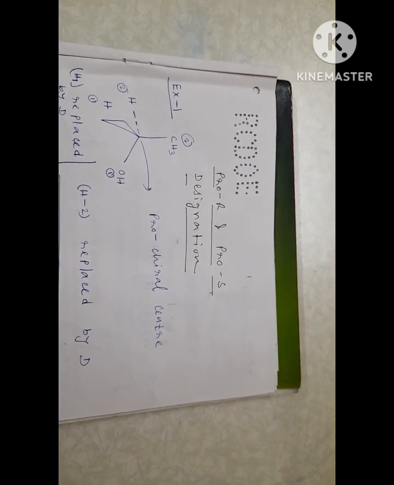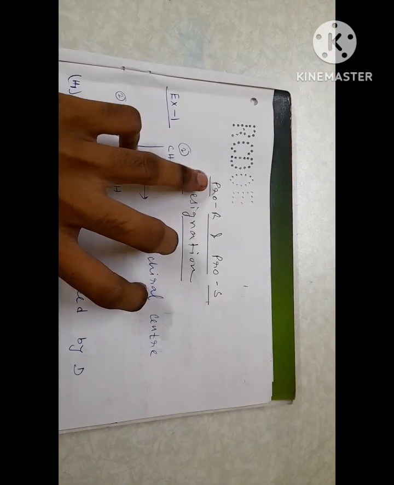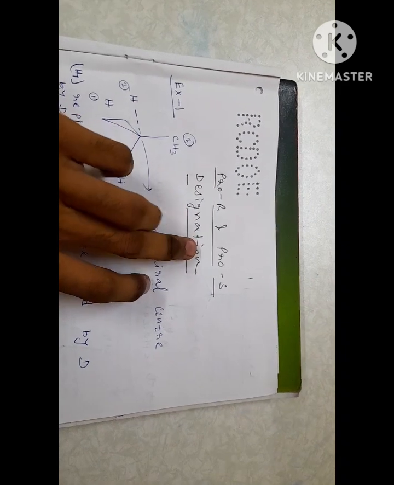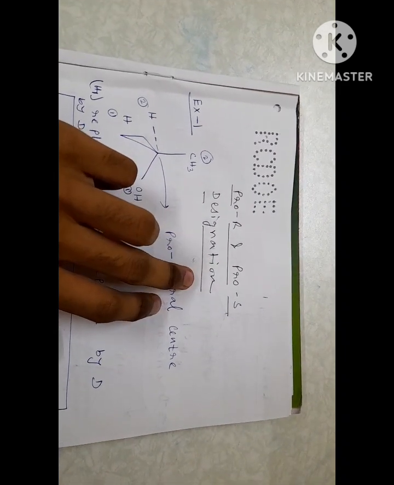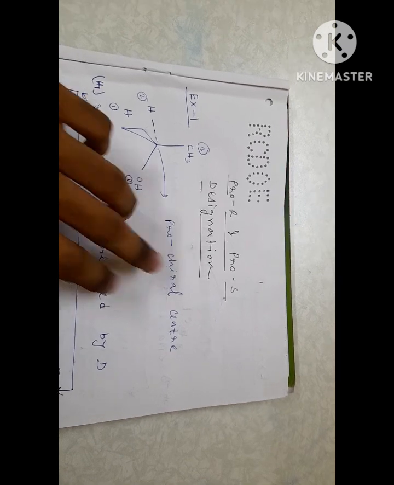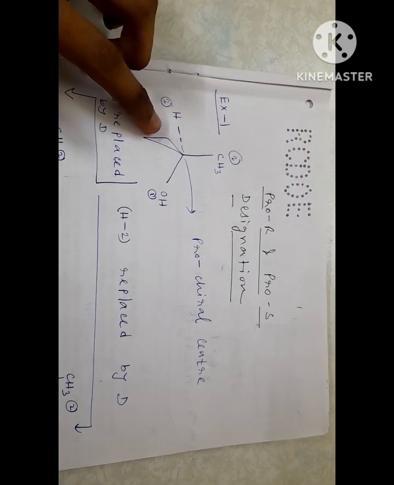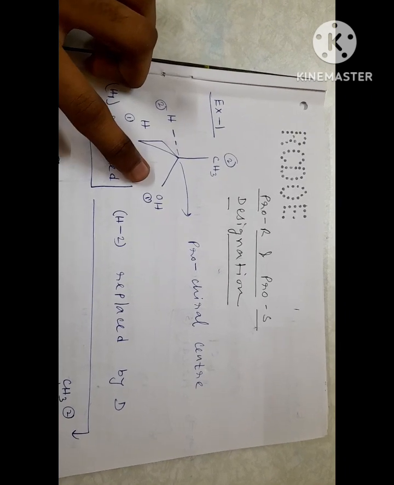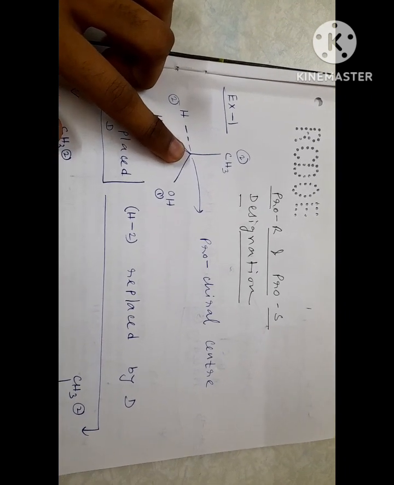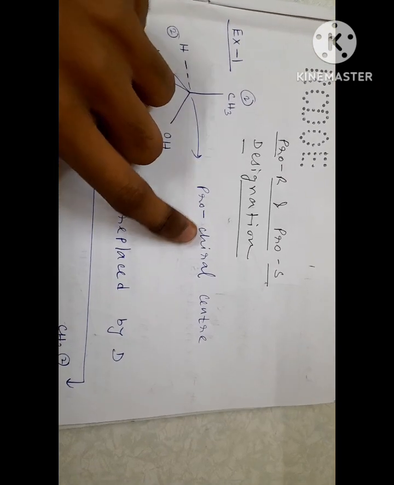So in this video I will tell you about the ProR and ProS designation. So what is ProR and ProS designation? Let us understand this theory following some examples. I have written here a molecule. You can see it is not a chiral center, so that's why I have written here the prochiral center.